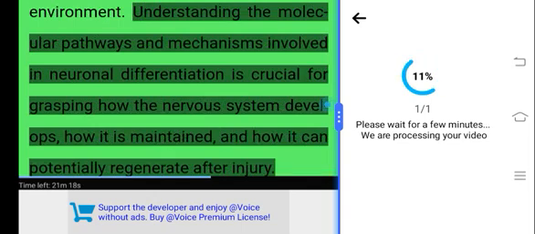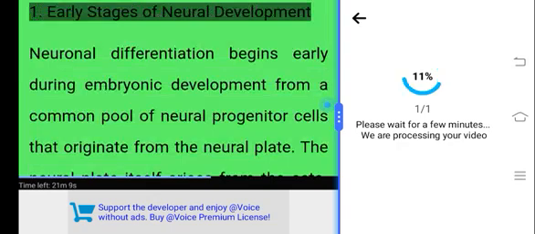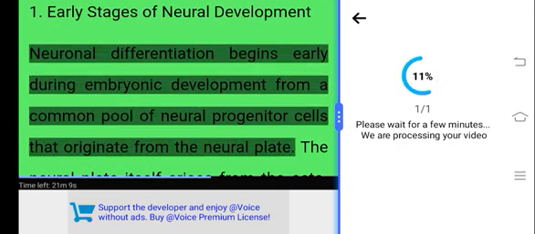Understanding the molecular pathways and mechanisms involved in neuronal differentiation is crucial for grasping how the nervous system develops, how it is maintained, and how it can potentially regenerate after injury. 1. Early stages of neural development.